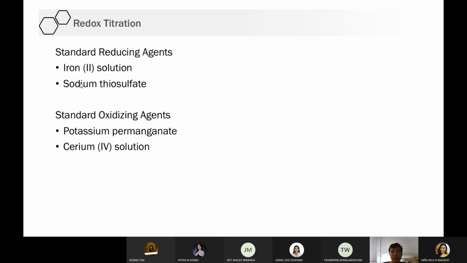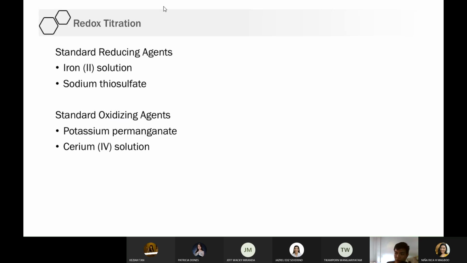Similar with acid-base titration, we have standard solutions, right? For acids, we use HCl. That's the common acid titrant. For bases, the common one is sodium hydroxide. In redox titration, there are also preferred titrants. The titrants for reducing agents are usually iron(II) sulfate solution or sodium thiosulfate solution. For oxidizing titrants, we use potassium permanganate or cerium(IV) solution.